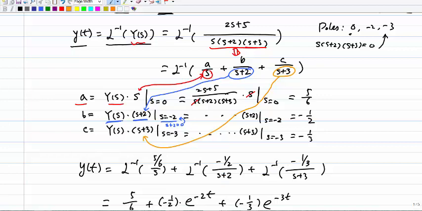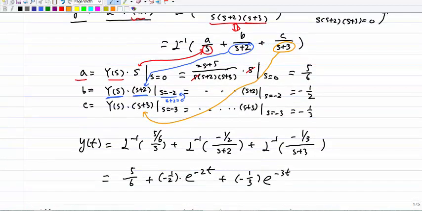Now, from here to here, we just need to use a table. You can find a table to find the inverse Laplace transform. So this term will be just 5 over 6. This one will be negative 1 half e to the minus 2t, plus negative 1 over 3 e to the minus 3t. So that's the solution of y sub t.